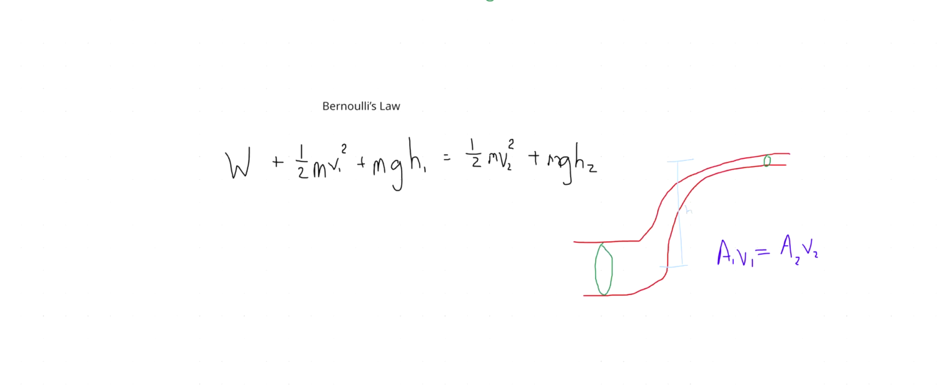But the issue with this problem as it is, what do I use for mass and what do I use for work? What do we plug in there? This is a fluid that's moving through. So what are we going to use for mass? Well, it makes it a little confusing. And so we're going to change up our equation to make it easier to use, right? So let's derive our actual Bernoulli's law.